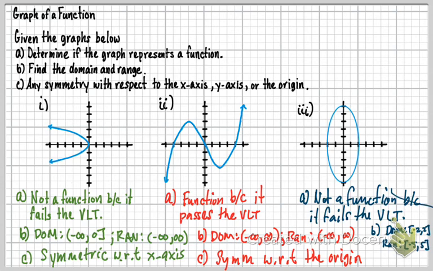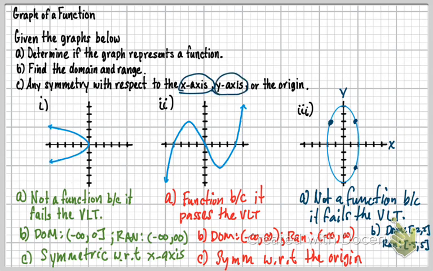Now part C says, is there any symmetry? Now this one is interesting because if I take any point anywhere, and let's say I reflect it across the x, that's going to put me down here, and I'm still on the graph. And let me take that same point and reflect it across the y now. It's going to put me over here, and I'm going to be back on my graph again. So no matter what point I pick, it's going to reflect across the x and the y and still be on my graph. So it would be symmetric with respect to the x-axis and the y-axis.